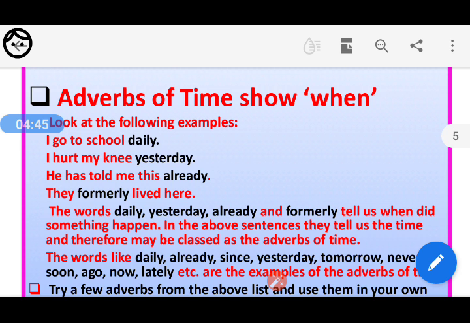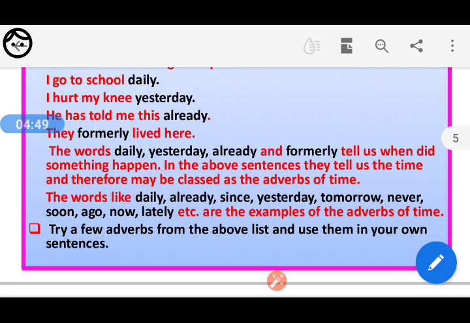The words like daily, already, since, yesterday, tomorrow, never, soon, ago, now, lately, etc. are examples of the adverbs of time. Now you can try any of these adverbs. The list is given here. You can try some in your own sentences.